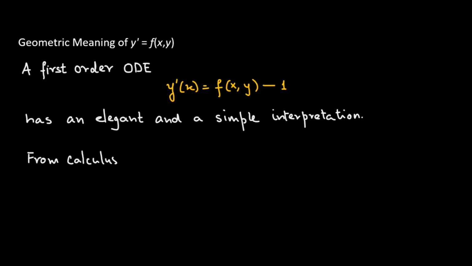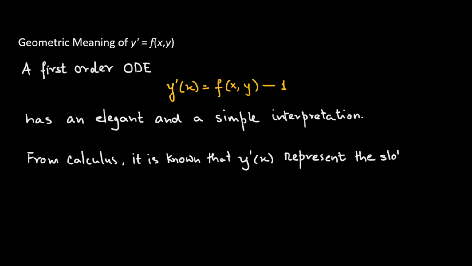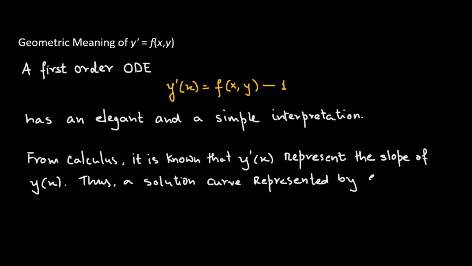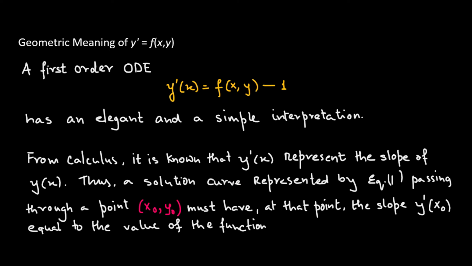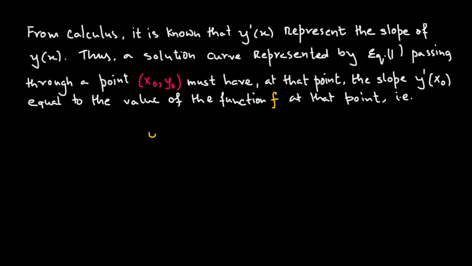From calculus, it is known that the derivative of y with respect to x represents the slope of the function y of x. Thus, a solution curve represented by equation 1 passing through a point x0, y0 must have at that point the slope y prime of x0 equal to the value of function f at the point. That is, the derivative of y with respect to x calculated at the point x0 is equal to the value of the function evaluated at the point x0, y0.